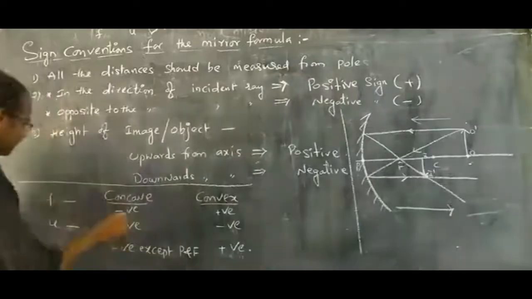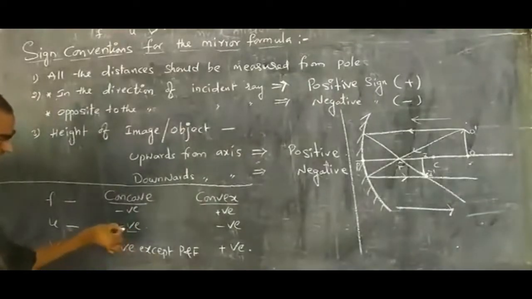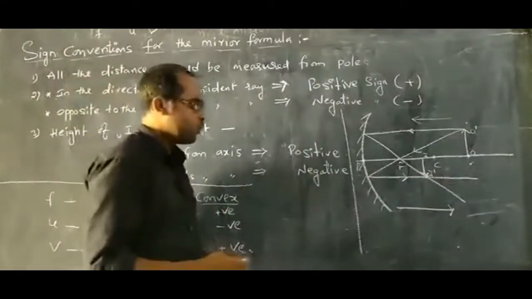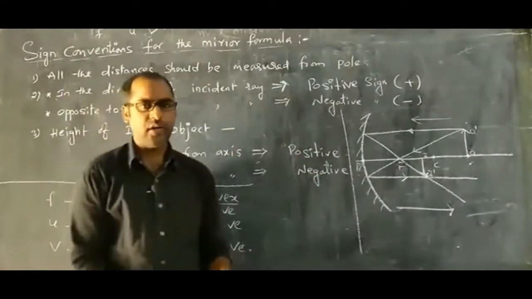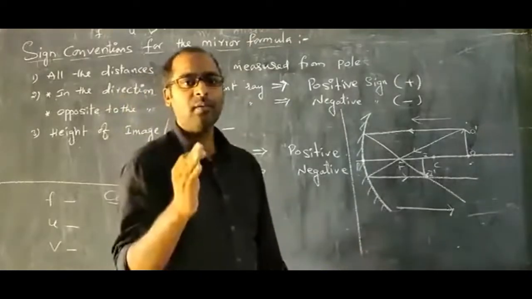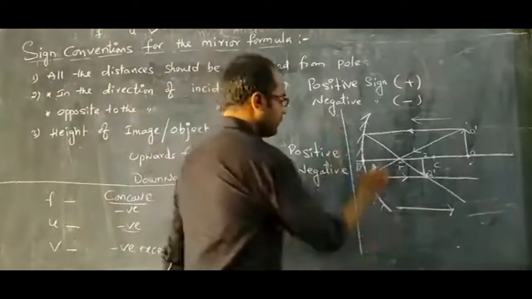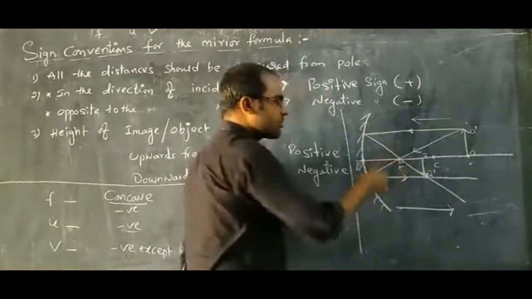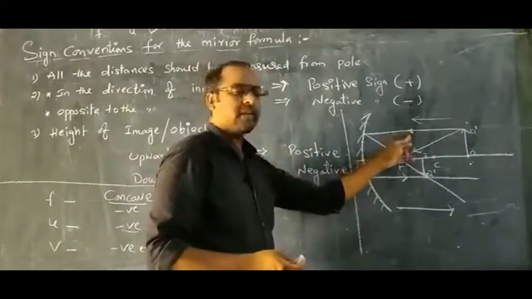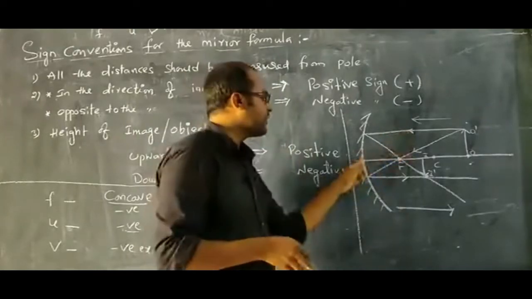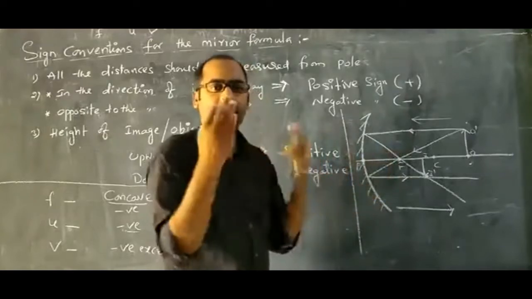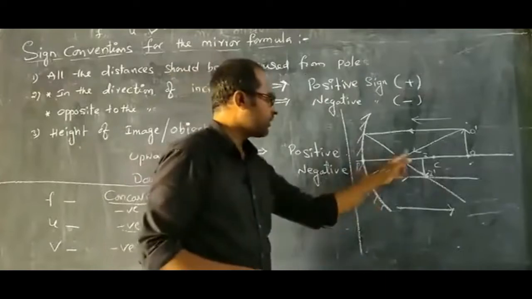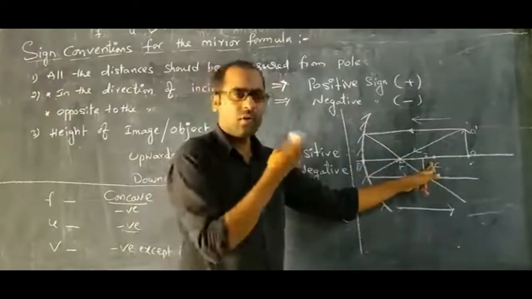Yes, for concave mirror object distance is negative. While we are measuring focal length, the focal length is nothing but the distance between pole and focus, from here to here. As we are measuring from here to here, it is opposite to the direction of incident ray, so that is why it should also be taken negative. So focal length is also negative for concave mirror. Radius of curvature also should be negative for concave mirror.